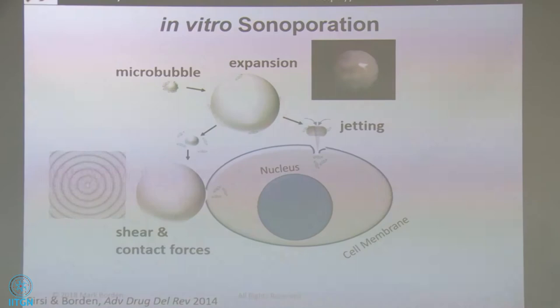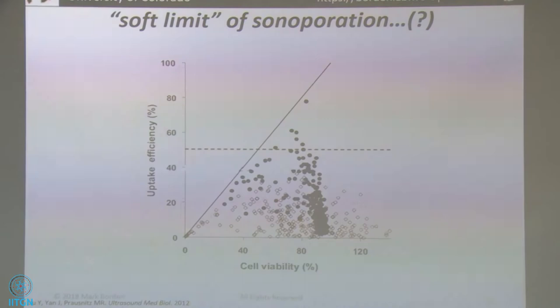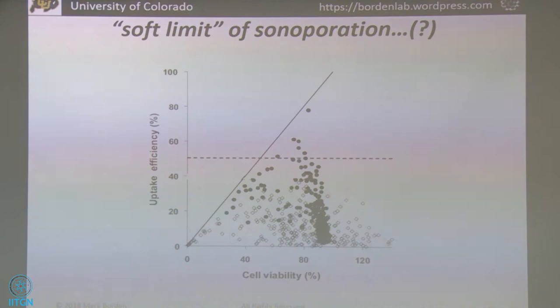So we got interested in this problem in particular because we saw this paper that came out from Mark Prausnitz's group at Georgia Tech in 2012. In that study, he says that ultrasound is inefficient as a cell permeabilization method. He based it on the fact that they did a lot of studies and were able to get uptake efficiencies up to 80%. However, that was only 80% of the cells that were still alive.